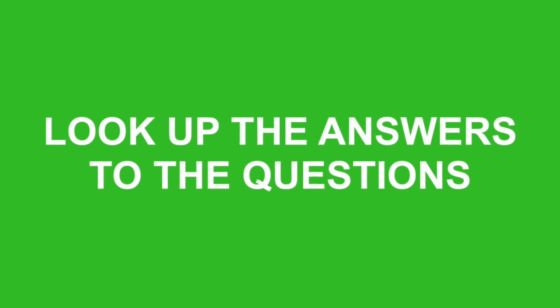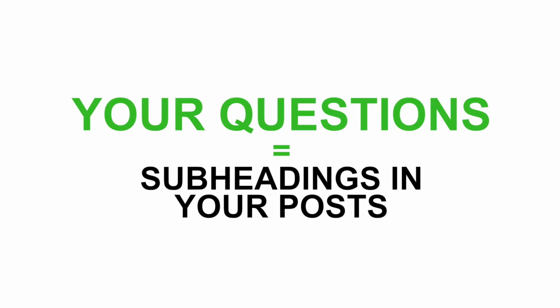So after you've listed out a bunch of questions, the next step is to go look up the answers to the questions. The questions are usually great long tail keywords, so I recommend you use those questions as the subheadings in your post, meaning the H2 or H3 subheadings. You can always add more questions and answers to the post later. In fact, that's a great way to beef up content. You could just add an FAQ section to just about any topic.